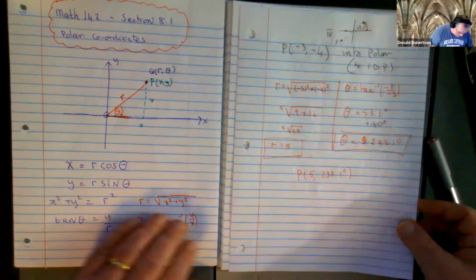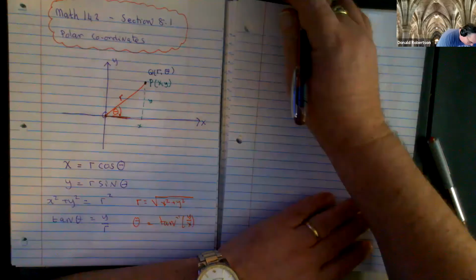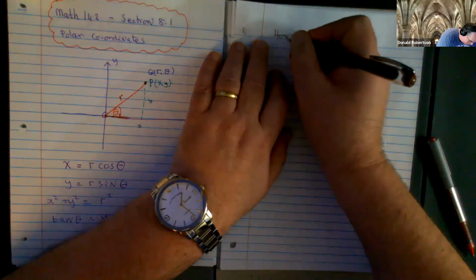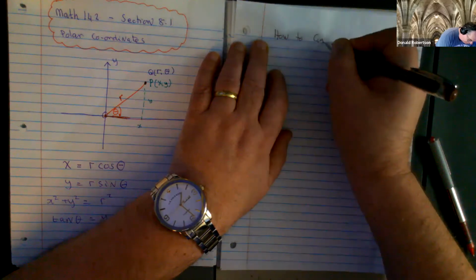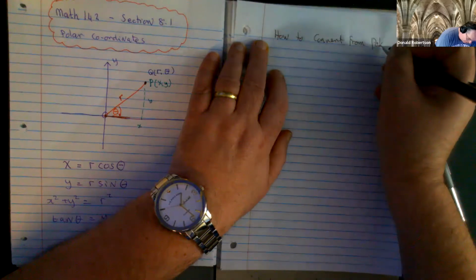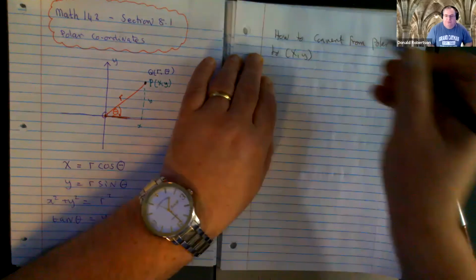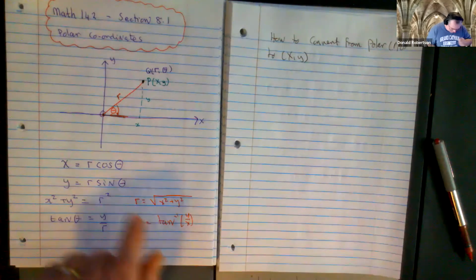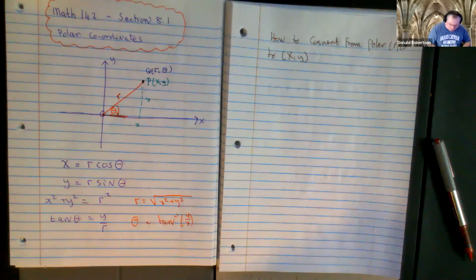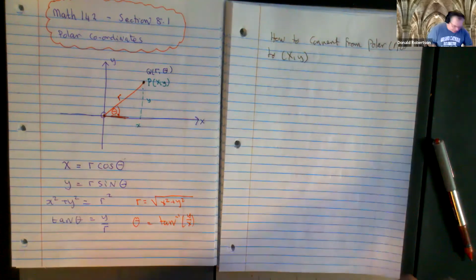Okay, let's now look at the opposite way around. How to convert from polar, r comma theta, to Cartesian. That way round is a lot easier. You don't have to do little tweaks and make things work. You pretty much use these two formulas here and everything's done for you. I'll show you what I mean.